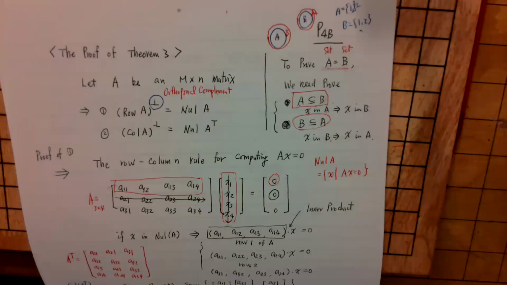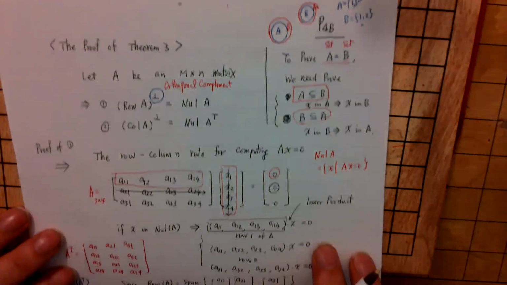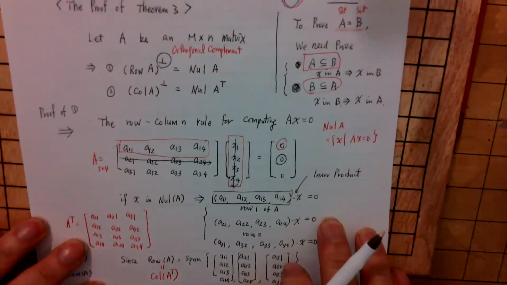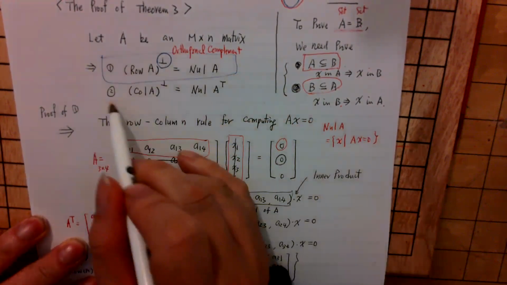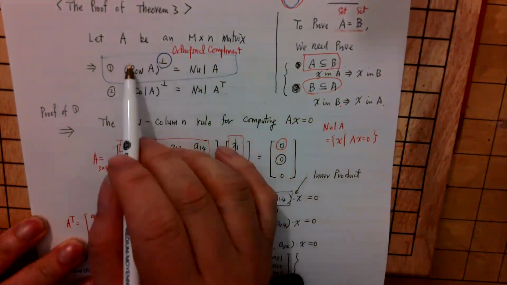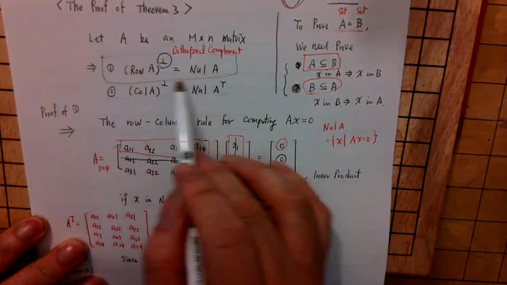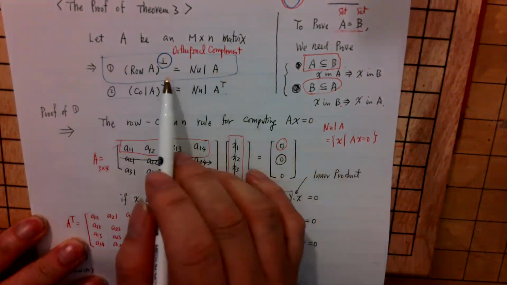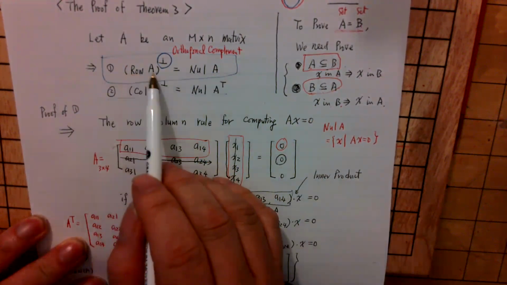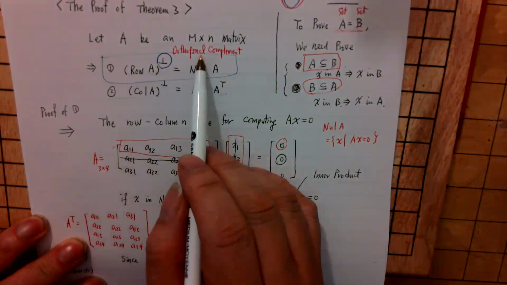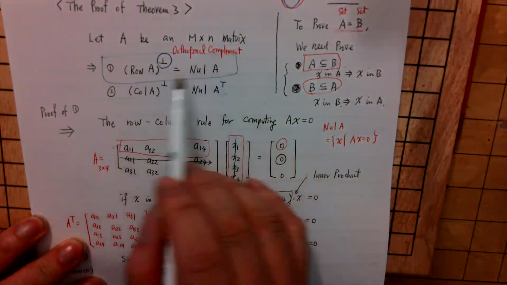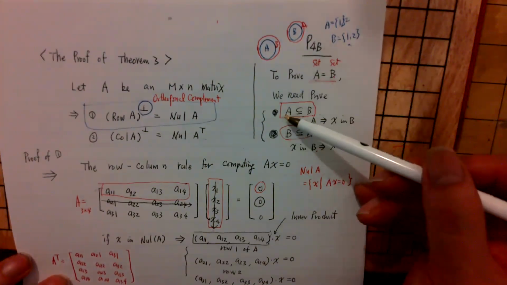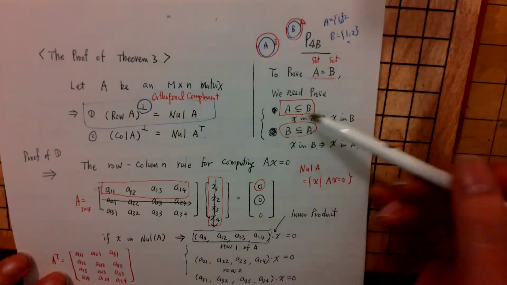Okay, so let's see. The first one, we only show you this. Don't worry about the other; it is very trivial after we prove this one. So we only look at here. We say the orthogonal complement of the row space of A is the null space of A. How can we prove that? The idea is to use the one I just mentioned: if A is in B and B is also in A, then A and B are equal.